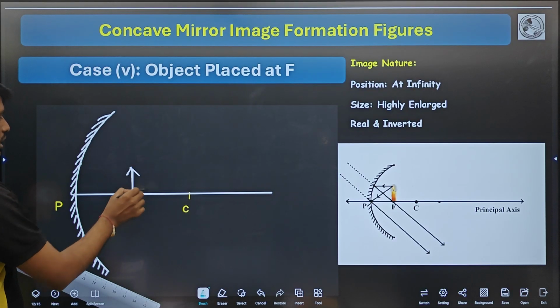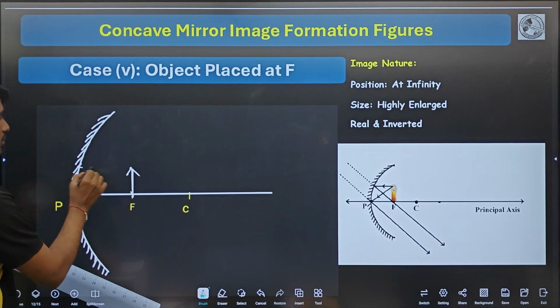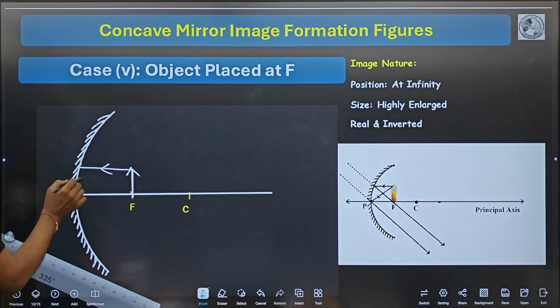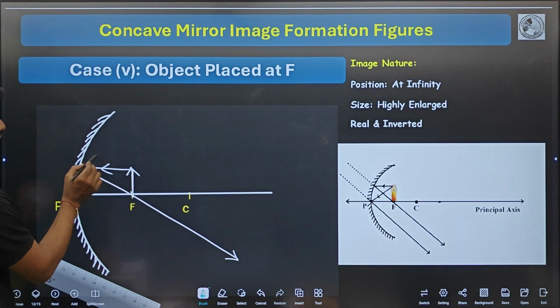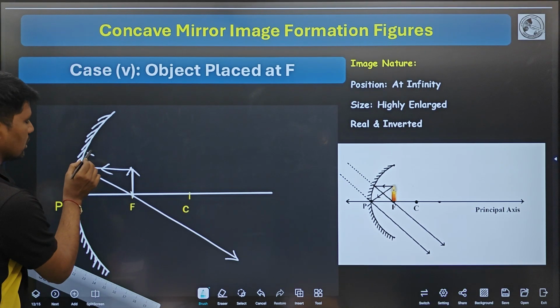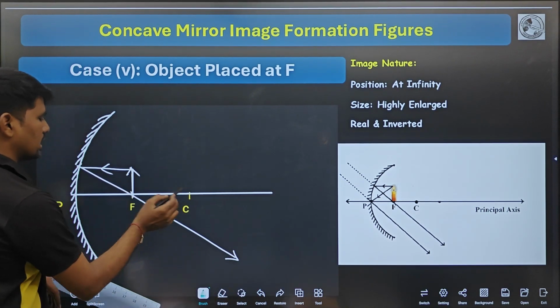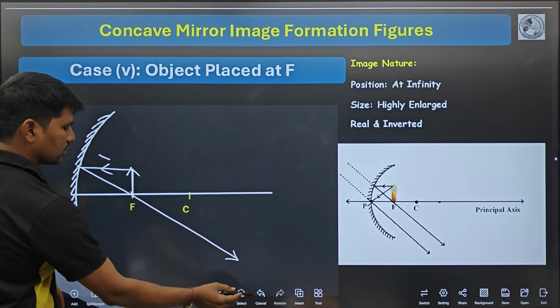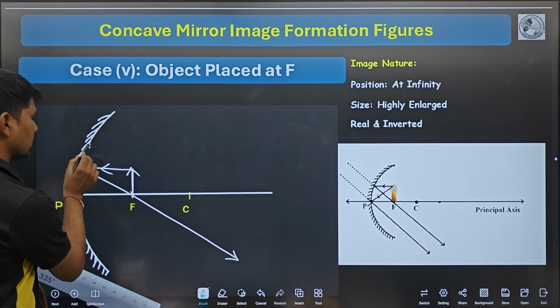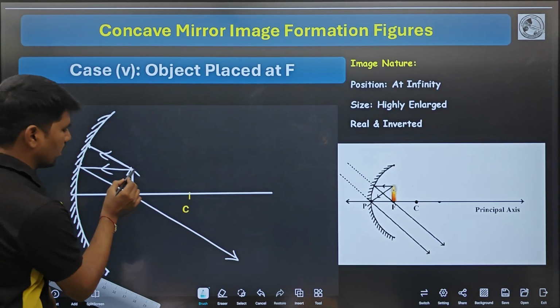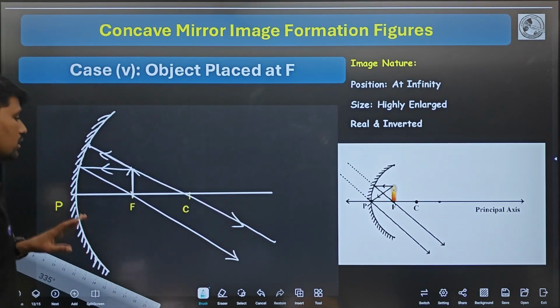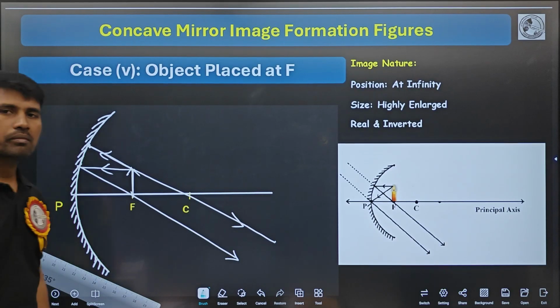Object at focus, parallel ray. Incident ray parallel, after reflection passes through focus. Next one, incident ray seems to be coming from center, and after reflection, it is passing through the center. So we'll get both the parallel rays.